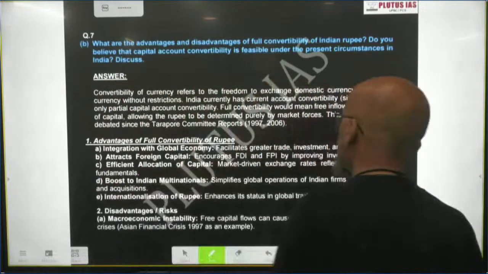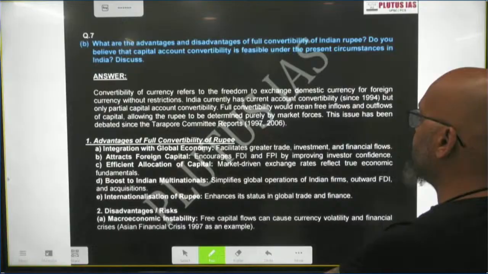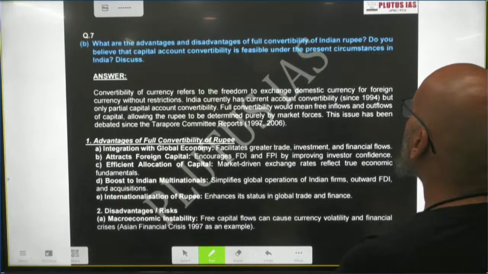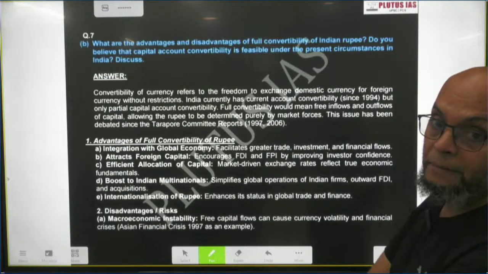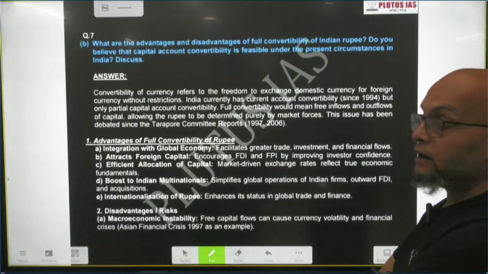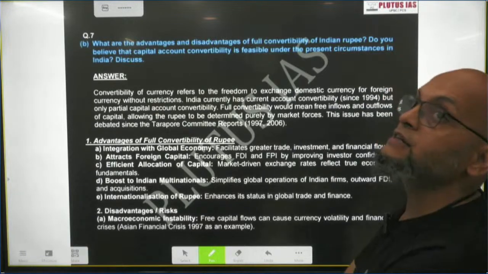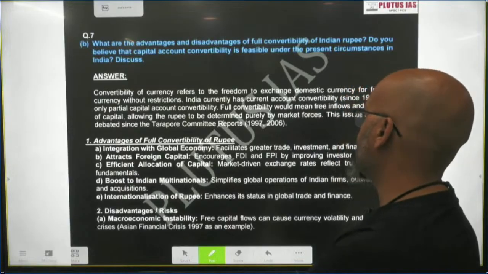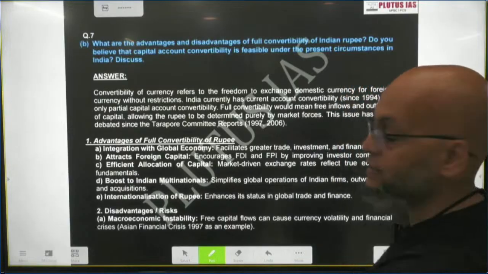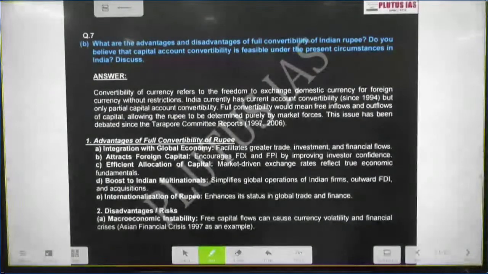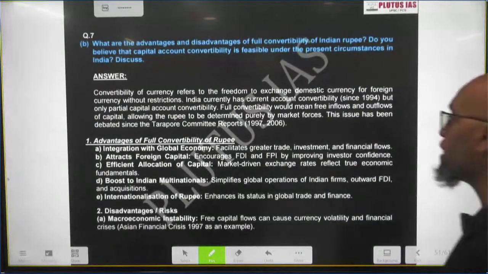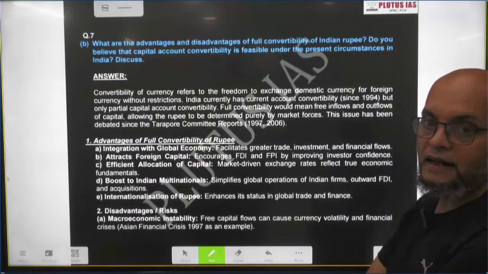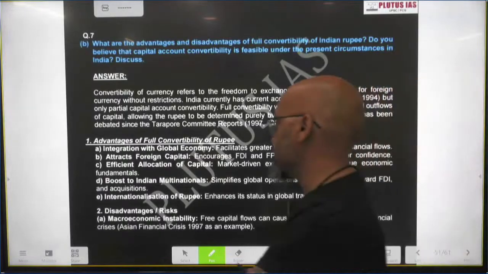Okay. Full convertibility means free inflows and outflows of capital. That's why we have not allowed it, because capital will start outflowing from India. Allowing the rupee to be determined purely by market forces. This issue has been debated since the Tarapore Committee reports of 1997 and 2006.